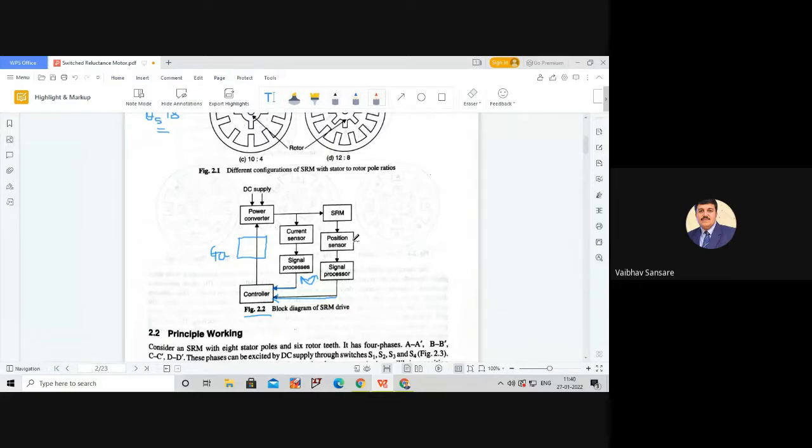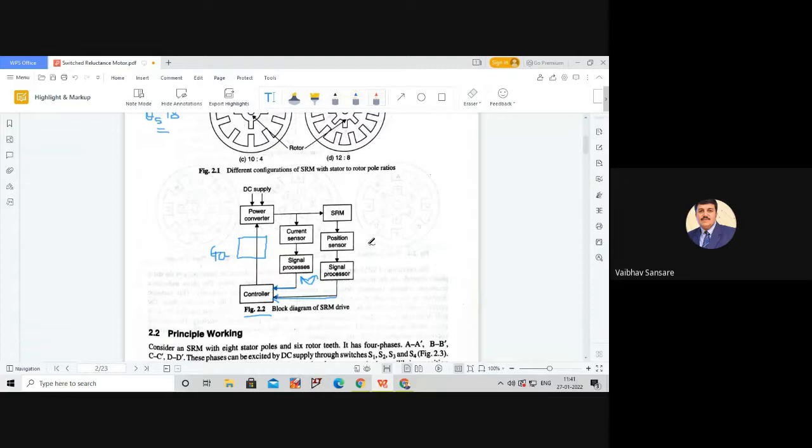Whenever we sense the current and position, those values are actually analog values, and for the controller we require digital inputs. So it is necessary to convert these analog parameters, like current and position, into digital parameters. Again, it may be required to filter out certain unwanted signals from the output of the current and position sensors. It may also be required to amplify that output.